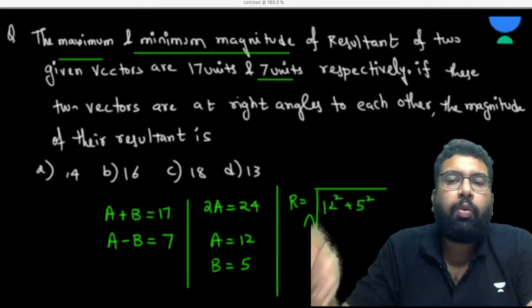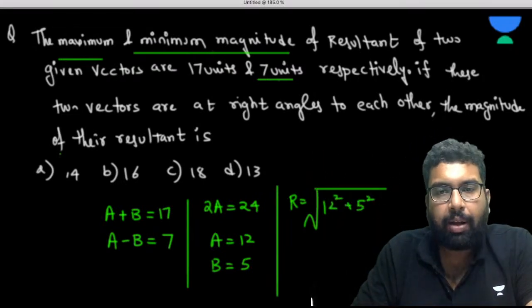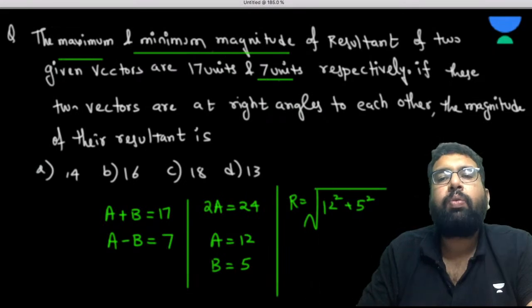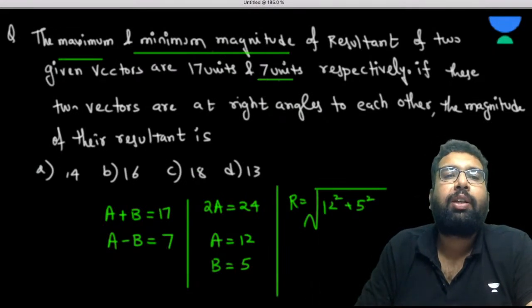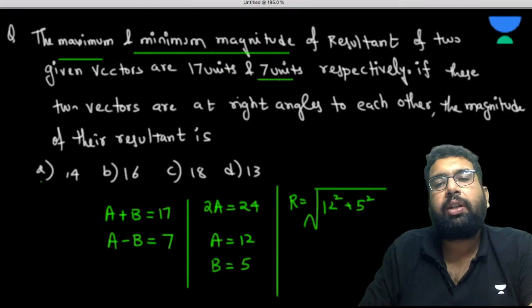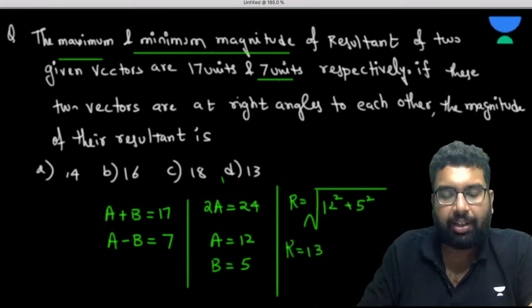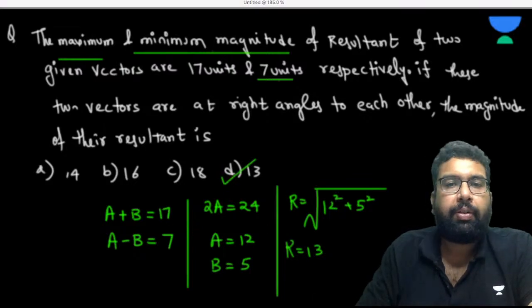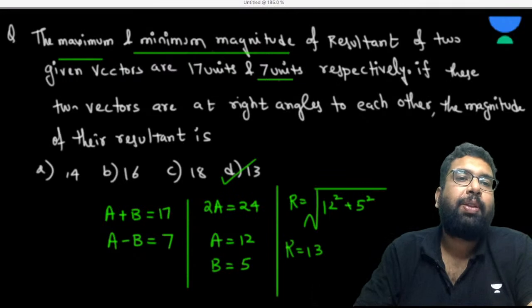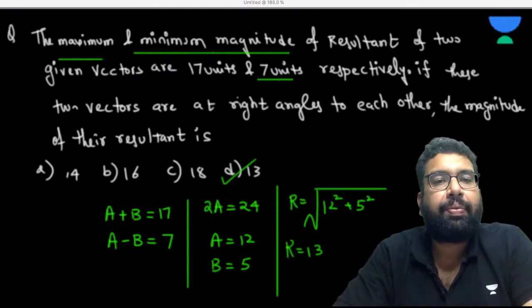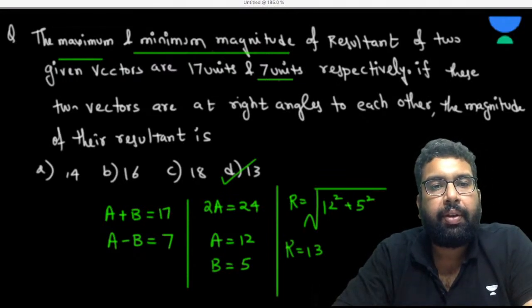Yeah. So now when we are writing R is equal to 12 square plus 5 square, it is 144 plus 25. So obviously it is 169. So root over 169 is 13. So can we say the option is D? Yeah. Please answer me. Simple question, right? Is it or isn't it? Please tell me. Simple question.